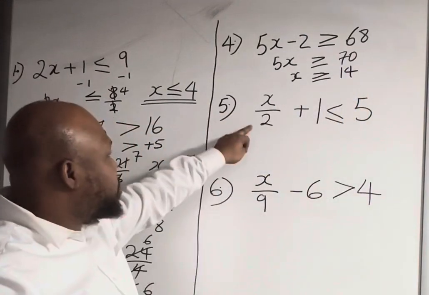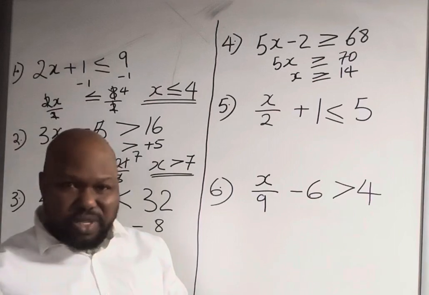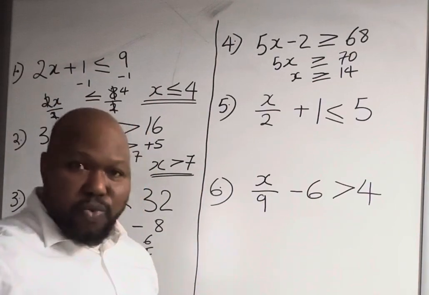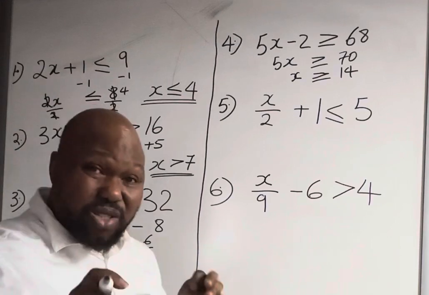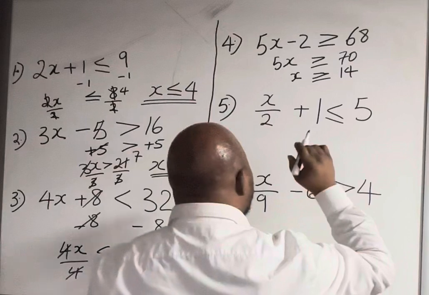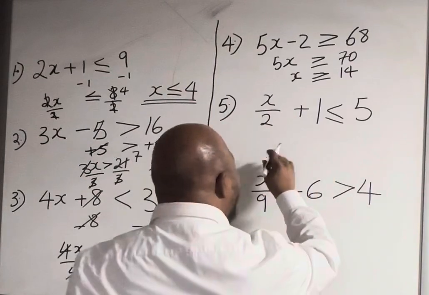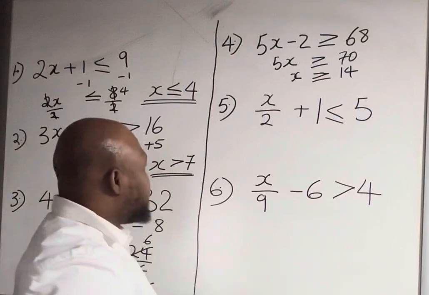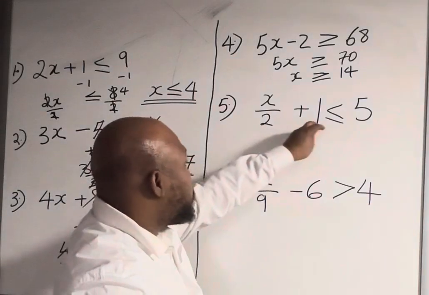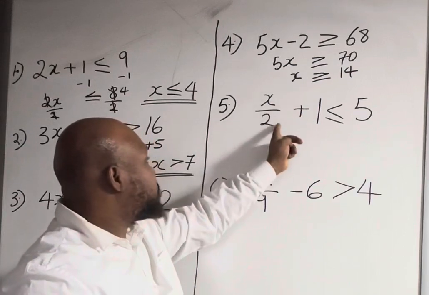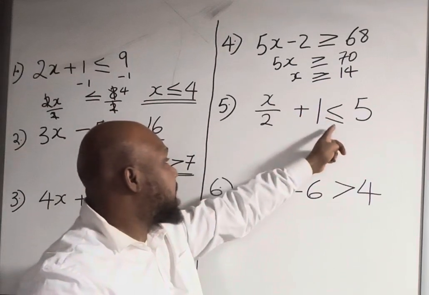The next one is a little bit different now. But we will do it. It's just the same thing, just a different operation from the one we were doing before. So now, first of all, we minus 1 from both sides. This is x over 2 plus 1 less than or equals to 5.